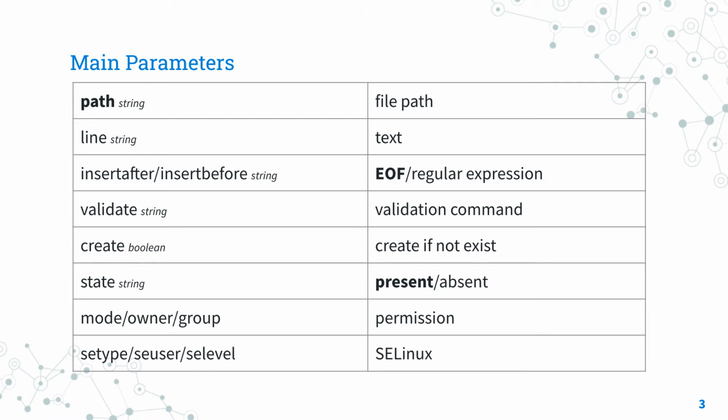If there is any tool to validate the file, we could specify the validate parameter, very useful for configuration files. If the file does not exist, we could also create it. Usually, we would like to insert a text line, but we could also remove it using state in conjunction with the parameter absent. Let me also highlight that we could also specify some permissions or SELinux properties.